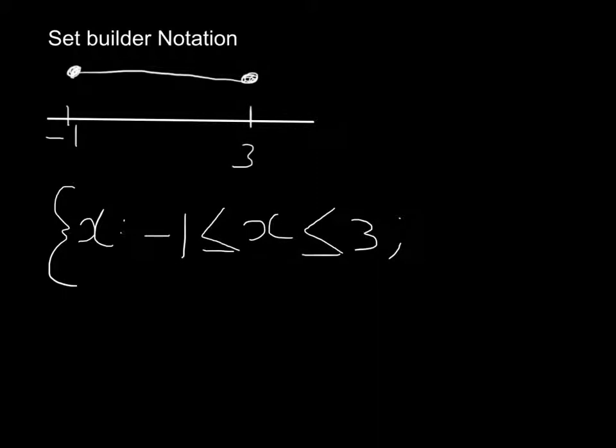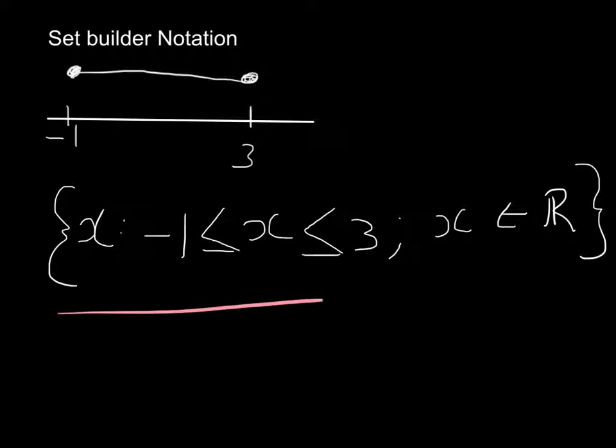need to add a restriction, and what the restriction is, if it's a solid line, is that all the numbers that are between minus 1 and 3 are included. So we have a real number set, and this is then our set builder notation.